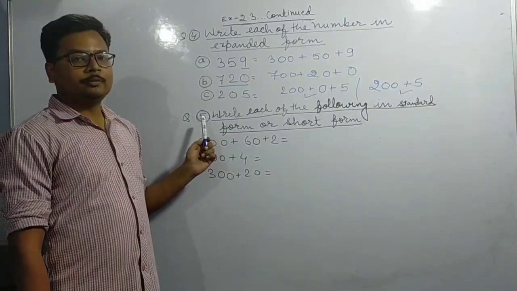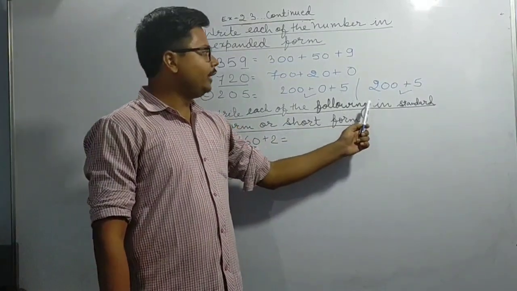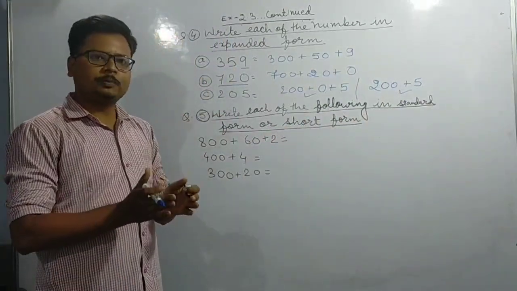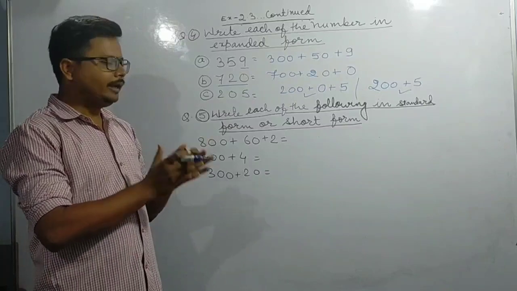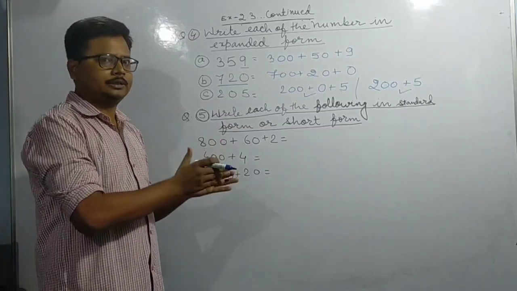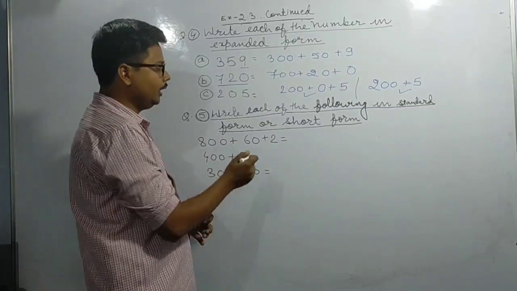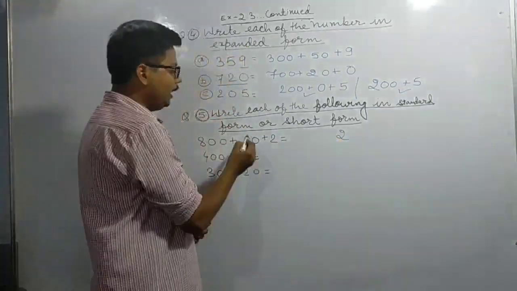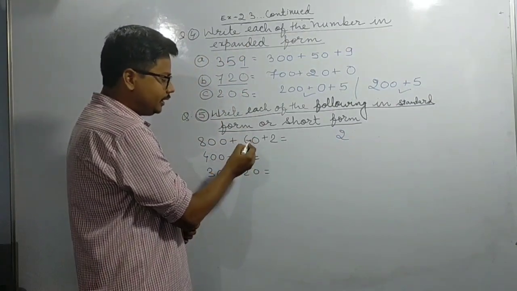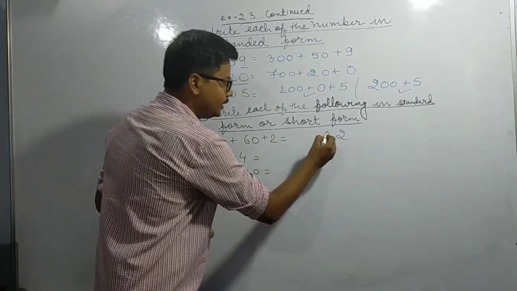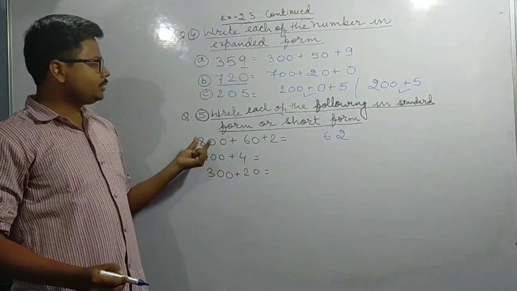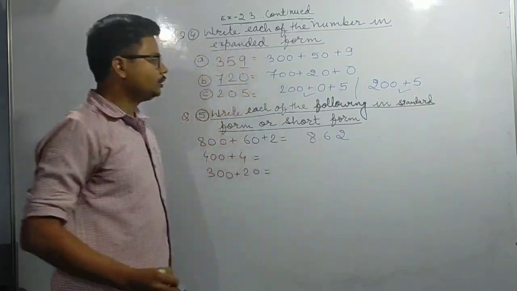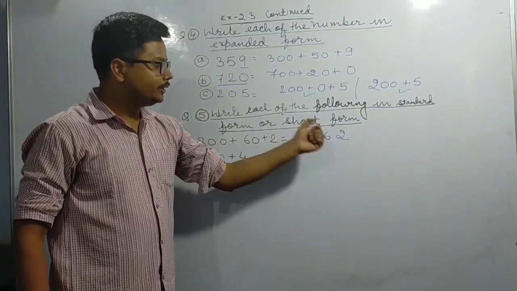Now let us solve question number 5. Write each of the following in standard form or short form. So as I have explained earlier, we have to take the face value of the digits. Now see, in ones place you can see 2 is there, so I am taking 2. In tens place 60 is there, so I am taking 6, and in hundreds place 800 is there, so I am taking only 8. So our answer becomes 862.